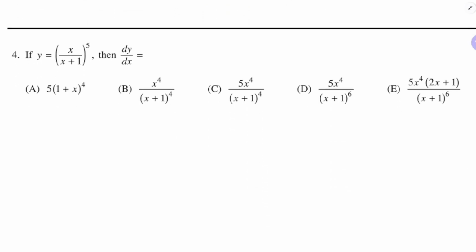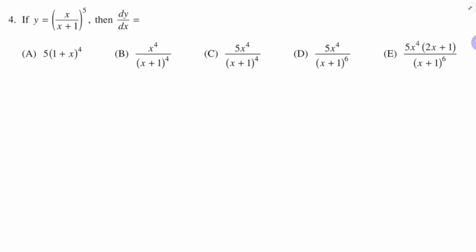Okay, now over here we've got another derivative question, and this is going to be chain rule and quotient rule, so we need to think about the outside and the inside. So give us lots of room. On the outside we have the thing taken to the 5th power, and on the inside it's this fraction.